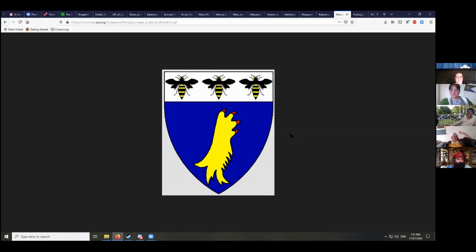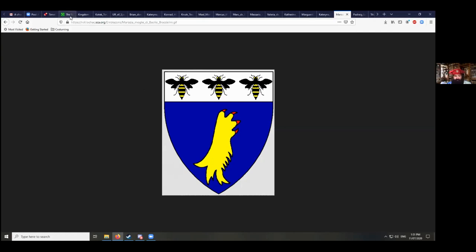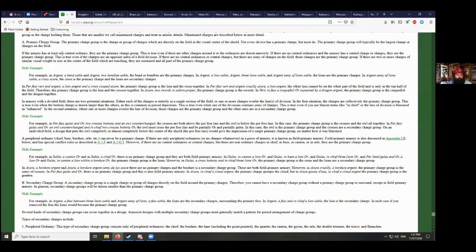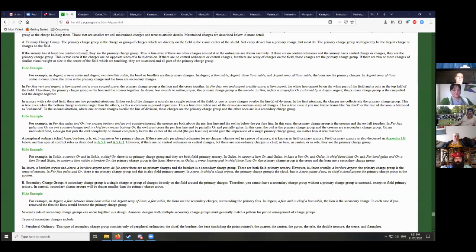Awesome. So heading back to SENA, if the armory has at least one central ordinary, remember to note that, at least one, so I can have bendlets, I can have chevronels, I can have crosslets that are interlaced with each other. They are the primary charge group. This is true even if there are other charges around it. All the ordinaries are drawn narrowly. So if I have a cross and then I have stuff around the cross, that's still my primary charge group because it's my central ordinary.